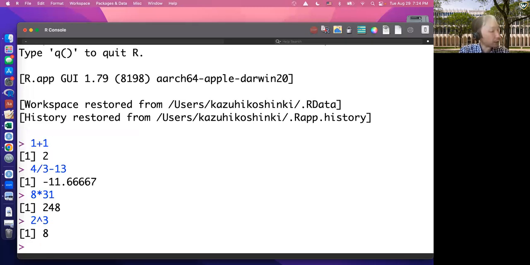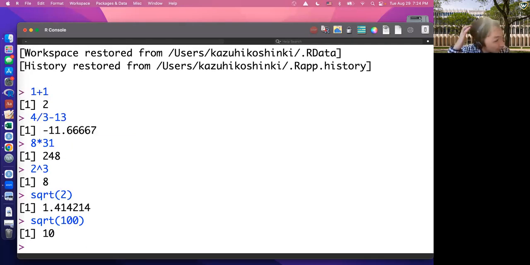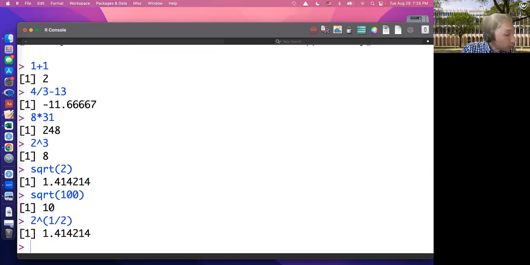The power function: 2 to the 3rd power is 8, and the square root of 2 is 1.414. Square root of 100, what's that? This is 10, right? When I came to Wayne State, there is a joke that 50% of Wayne State University students think that the square root of 100 is 50, but now I think you have much better math knowledge. And 2 to the 1/2 power is also the square root of 2.